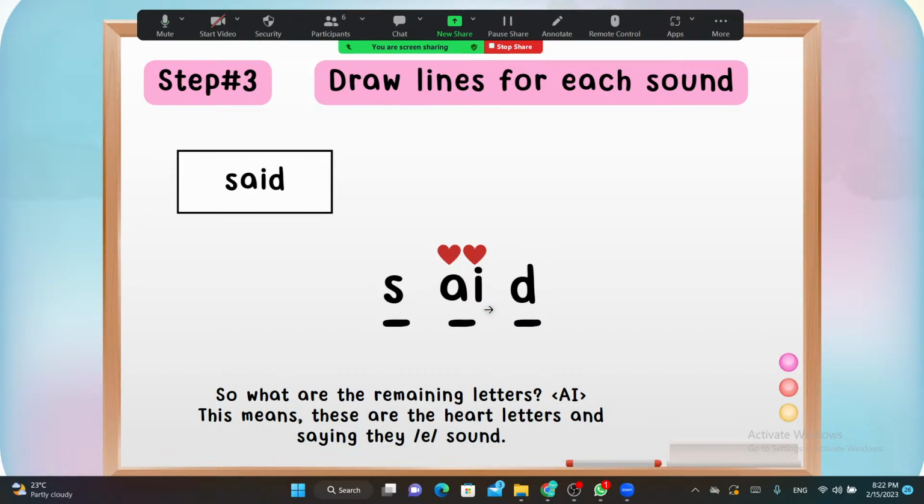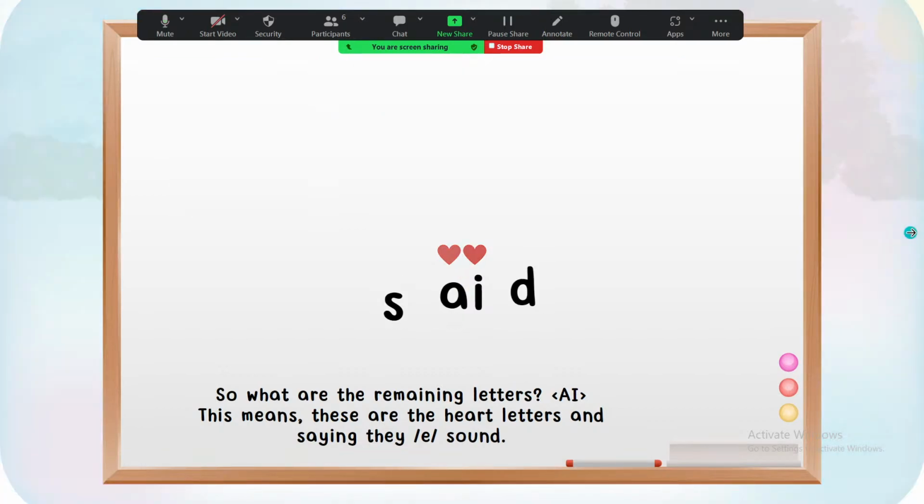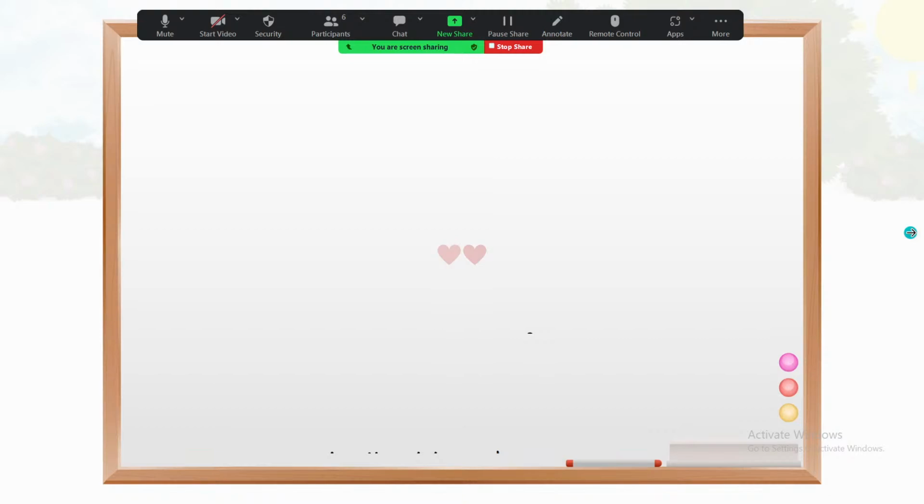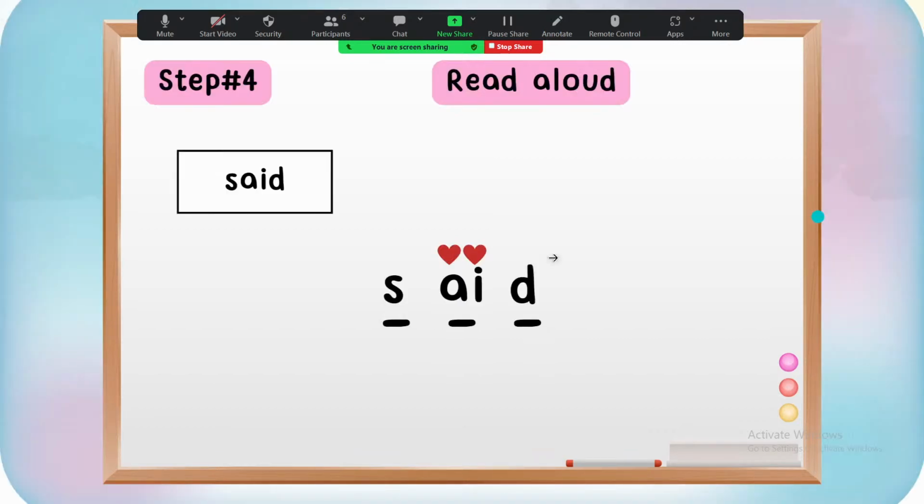So write the remaining sounds in the middle dash and again read the word said. Do not spell it now with the sounds, otherwise we will say A and then it will be a confusion. Simply say A and I are giving some other sound. This is the tricky part. So draw the heart at the top. S and D are decodable. They are here. Okay. Now, the next one is read aloud.